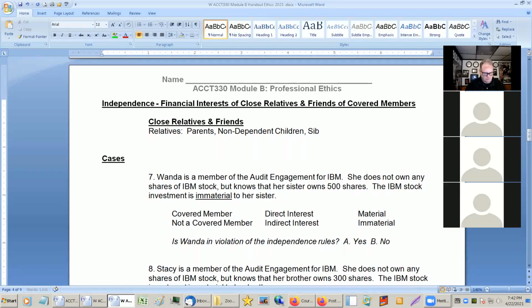Siblings, so your brothers and sisters. Those are usually the people that are included in close relatives and friends. Now, friends can be a little bit tricky, and actually close relatives can too. For instance, if I have a second cousin, is that second cousin a close relative?